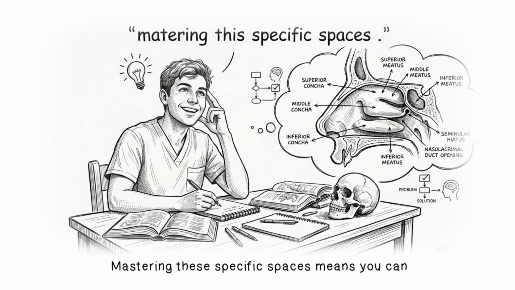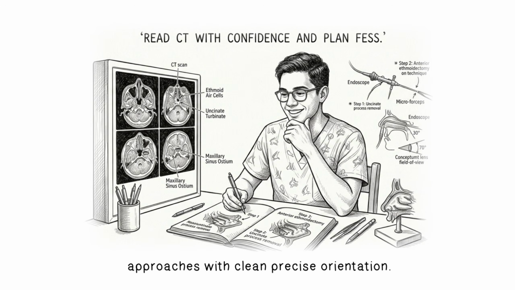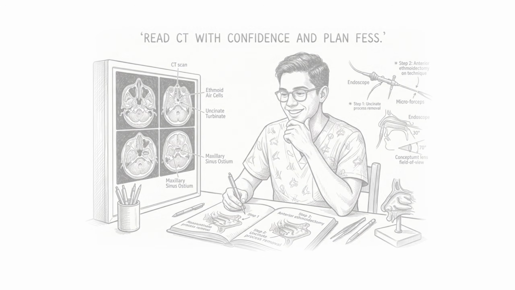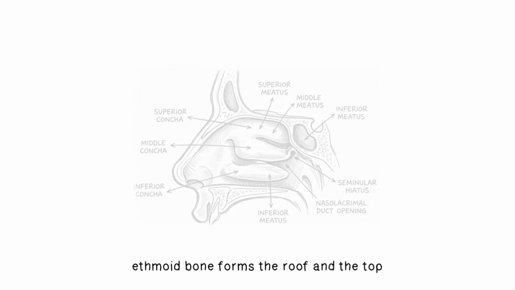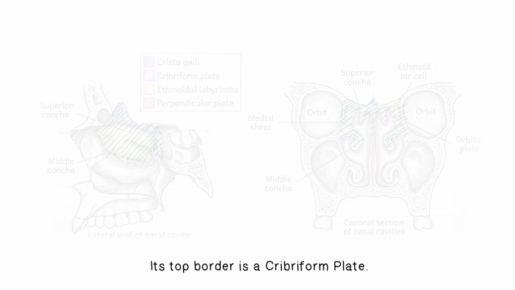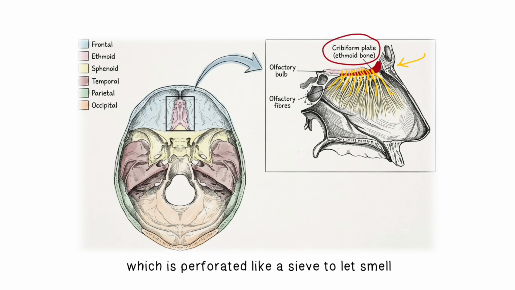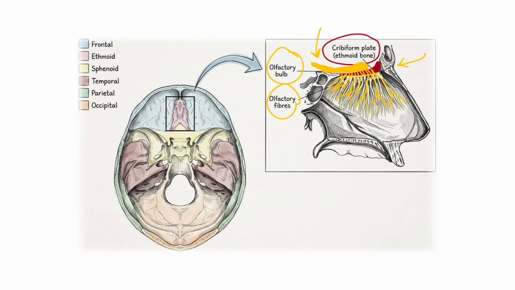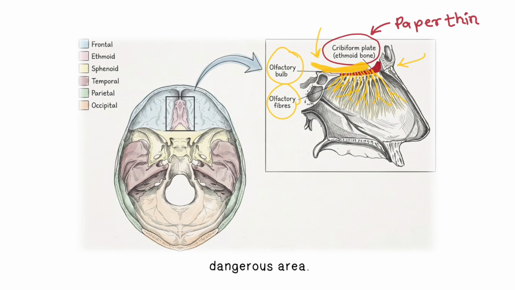Mastering these specific spaces means you can read CT with confidence and plan FESS approaches with clean, precise orientation. Now we are entering the dangerous territory of the nose. The ethmoid bone forms the roof and the top walls. Its top border is the cribriform plate, which is perforated like a sieve to let smell nerves drop from the brain. Because this bone is paper thin, the roof of the nose is classified as a highly dangerous area.